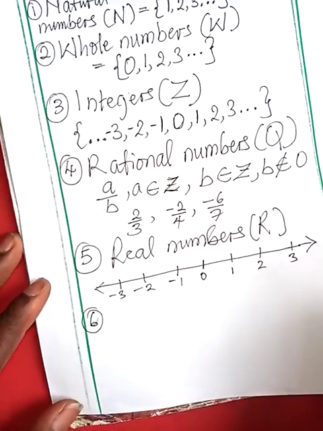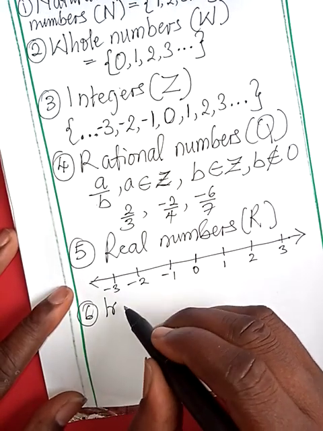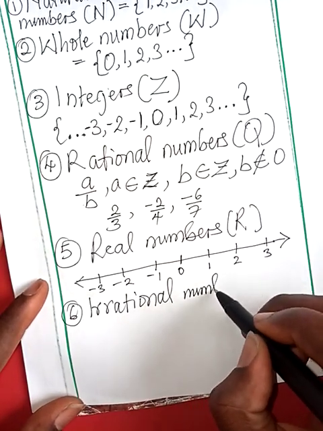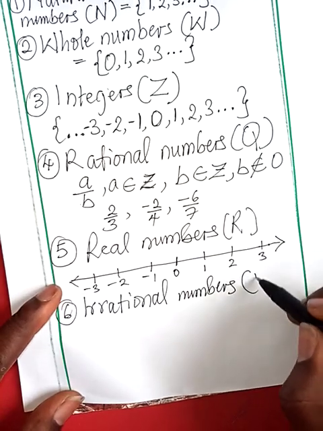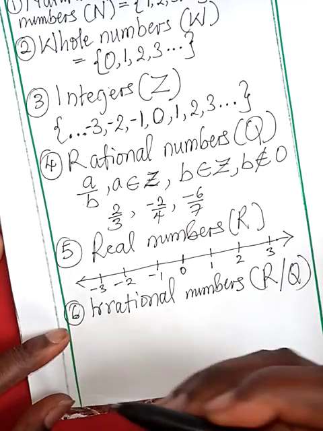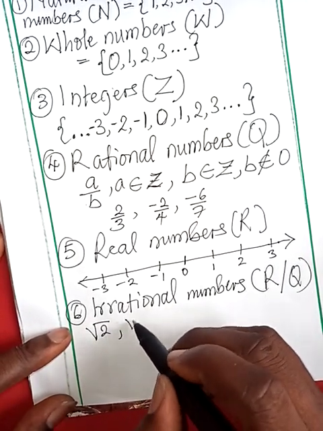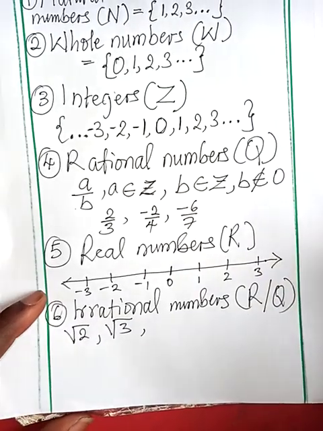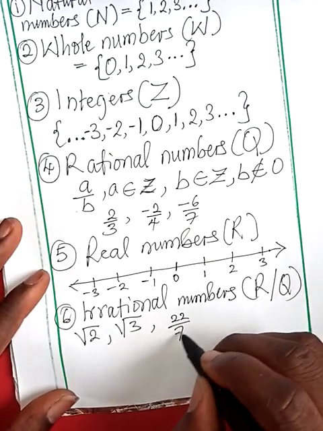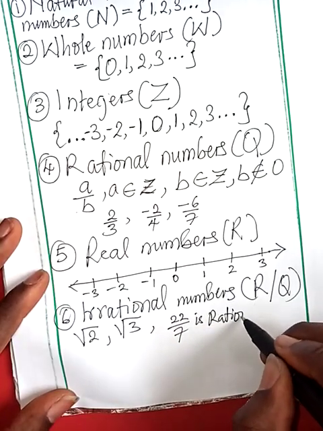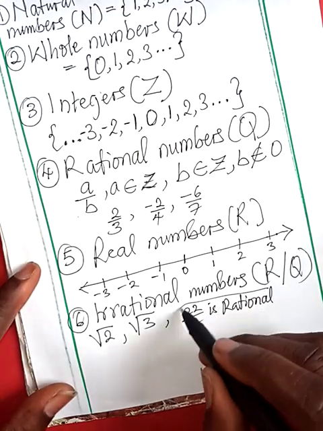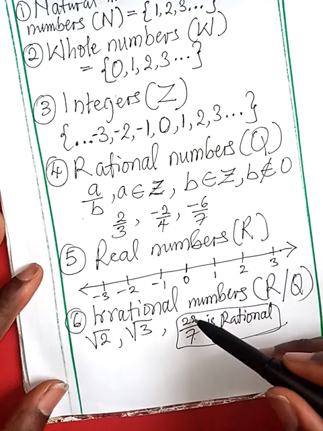Now we have 6. We have the irrational numbers. Irrational numbers are represented as R minus Q, and good examples are some decimals. For example, square root of 2, square root of 3. These are square roots of numbers that cannot be written as a fraction. Please note that 22/7 is rational, even though we take it as pi sometimes. So this is not an irrational number. It's a rational number because these two are integers.